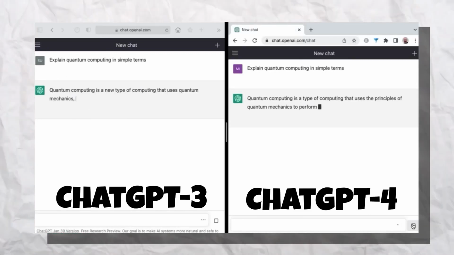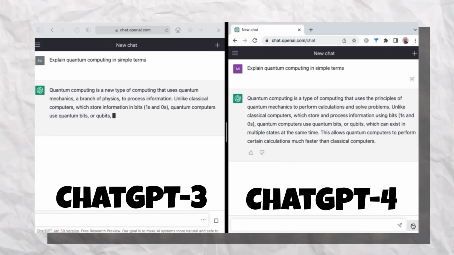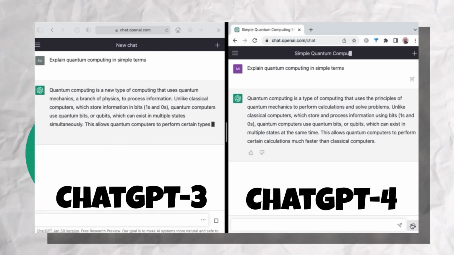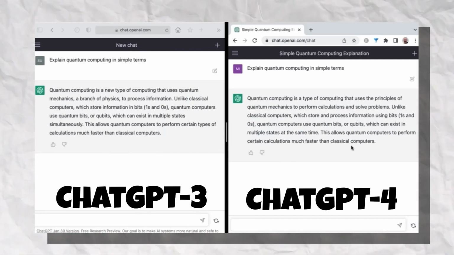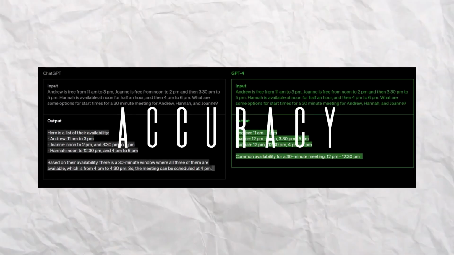The question that arises here is, what is the difference between ChatGPT-3 and ChatGPT-4? In this video, I'm going to take you through the differences between these two AI models. Let's start by discussing the accuracy of both ChatGPT models.